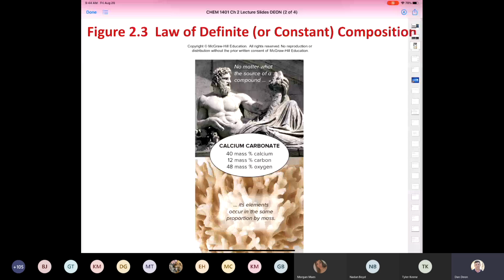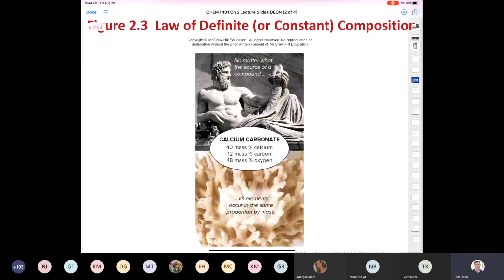If there's one thing I've learned in life, it's that science students usually like rules. They're like, just tell me the rules, and then I'll obey those rules and get a good grade, right? Anyhow, so let's take a look at the law of definite or constant composition. And that law is summarized here.